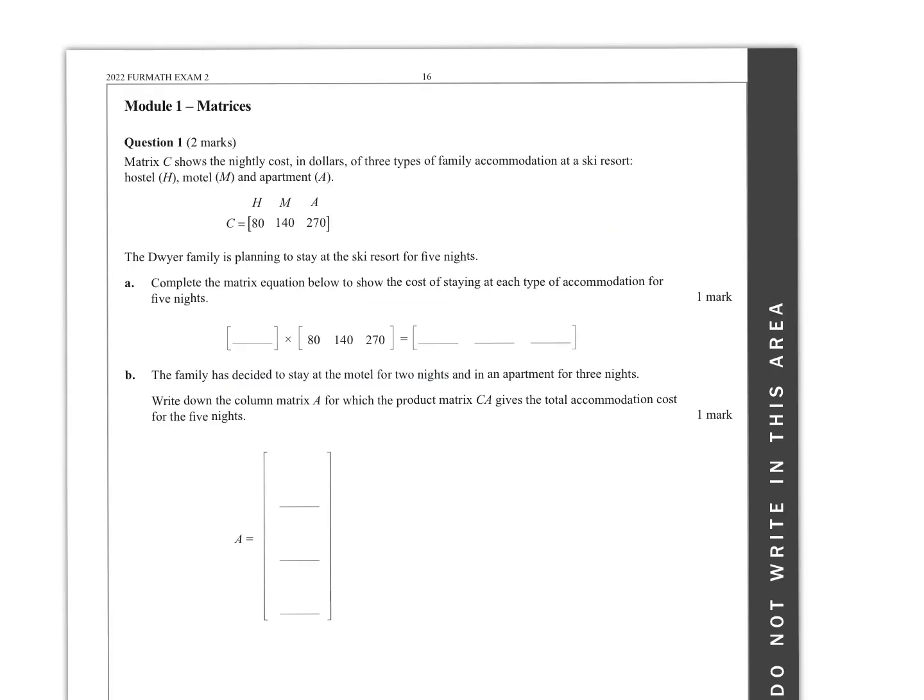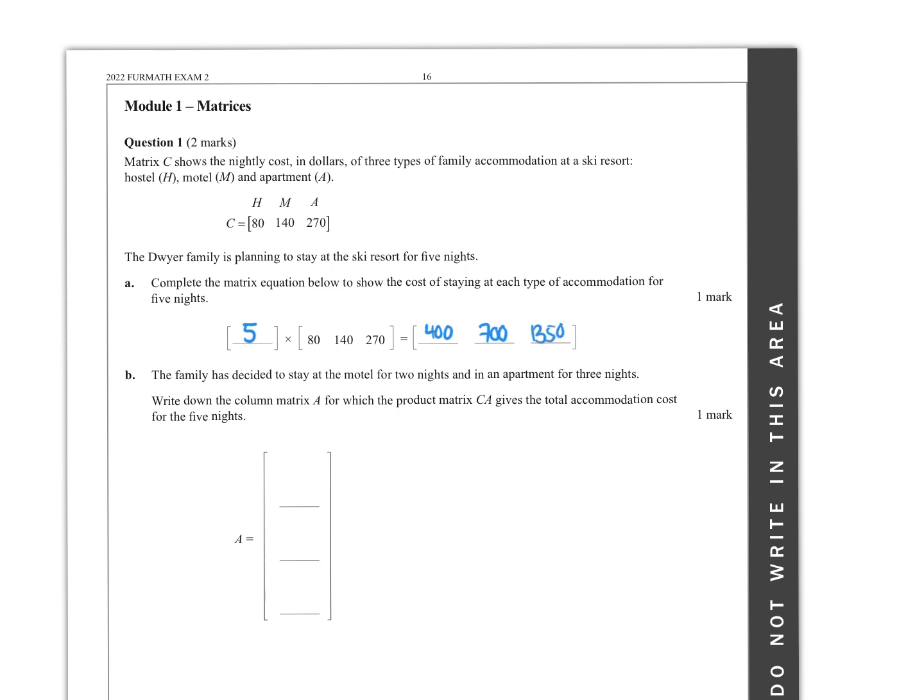Okay, exam 2. Matrix C shows the nightly cost in dollars of 3 types of accommodation at a ski resort: a hotel, motel and apartment. The Dwyer family is planning to stay at the ski resort for 5 nights. Complete the matrix equation to show the cost of staying at each type of accommodation for the 5 nights. So you want to times the cost by 5. So we just want a 5 there. And then when you times that matrix out, you get that amount.